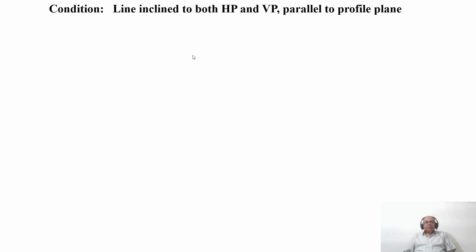In this video, we are going to take up one more concept on projections of lines: the line inclined to both HP and VP and parallel to the profile plane. In earlier cases, we have not considered the profile plane. Why? Because we used to find the true length either in the vertical plane or in the horizontal plane. That is the reason we did not consider the profile plane.